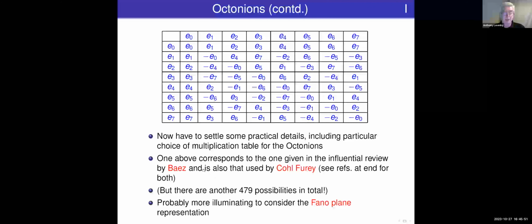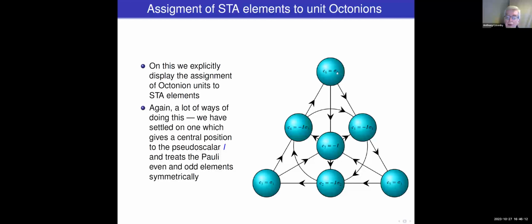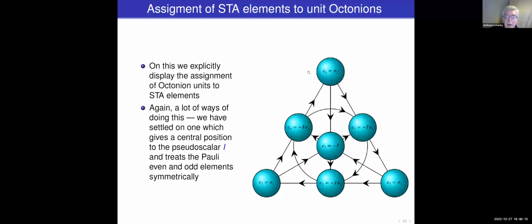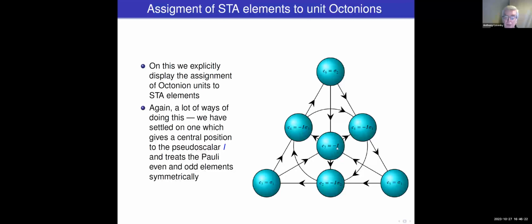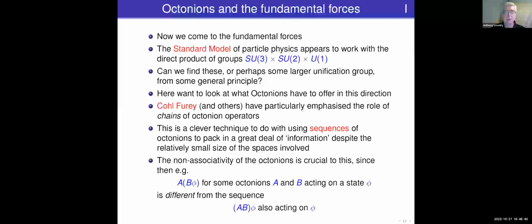Now, this table, there's actually another 479 possibilities for it. So it's probably more illuminating to consider the Fano plane representation. And on this, I'm explicitly displaying the assignment of octonion units to STA elements. So the way I'm doing this, on the right in each of these is the STA element. On the left in each assignment is the octonionic unit. And I've settled on an assignment which gives a central position to the pseudoscalar I and treats the Pauli even and odd elements symmetrically. So the Pauli odd ones, the sigmas, are at the triangle vertices, and the Pauli even ones are on the circle. So that's the assignment we're going to use.